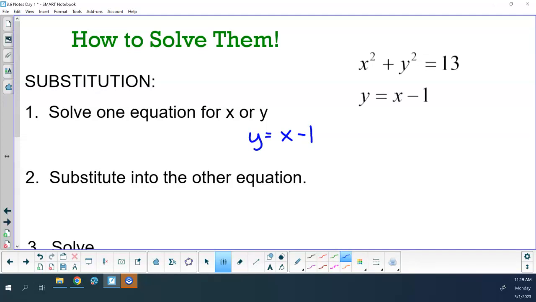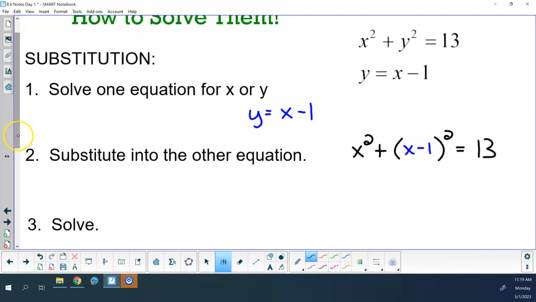Second step, now we're going to take that and substitute it into the other equation. So I'm going to go here with x squared plus, and in place of y, I'm now going to put x minus 1, and that's going to equal 13. Now, I just have to do that math. I have to solve that equation, which is what we had in the last one, too.